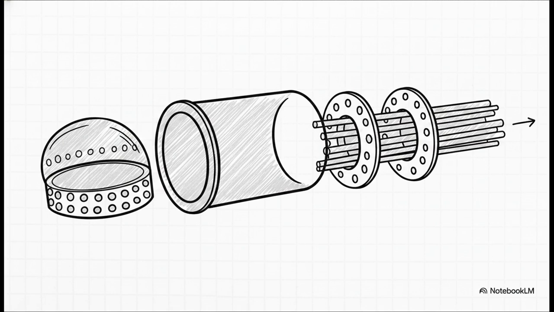Basically, every single shell and tube heat exchanger boils down to four core components. We've got the header, the shell, the tubes, and the baffles. Now, this isn't just a parts list, it's the complete structural foundation of the machine. The interplay between these four exact pieces is what makes the whole thing function so perfectly.